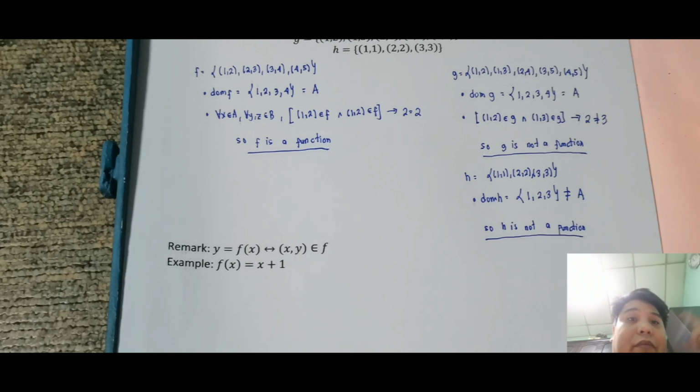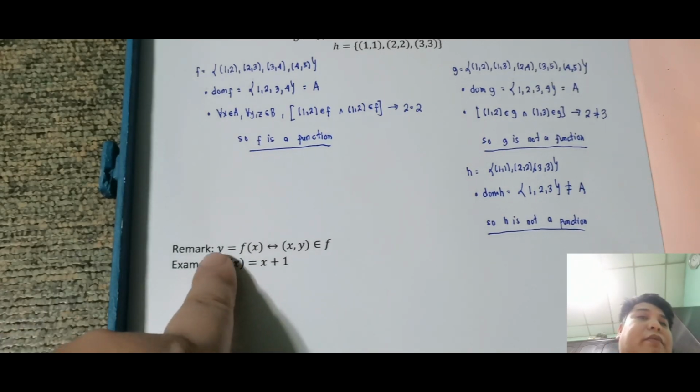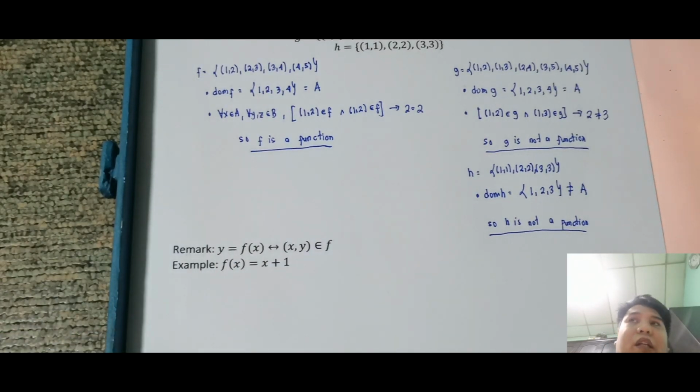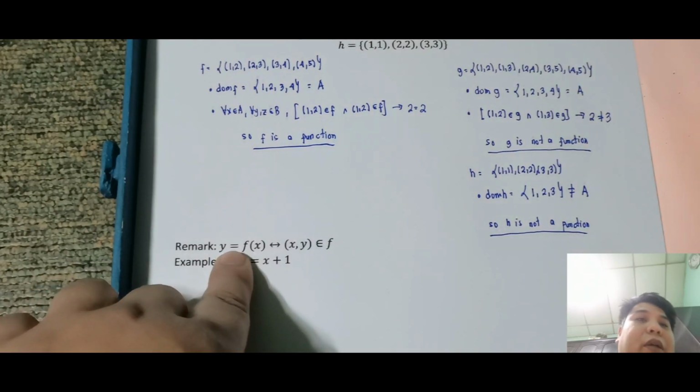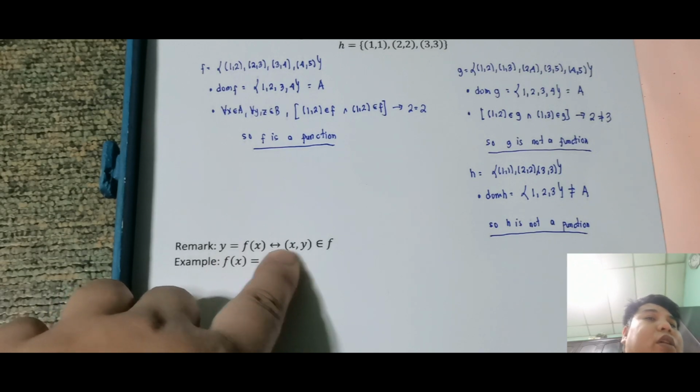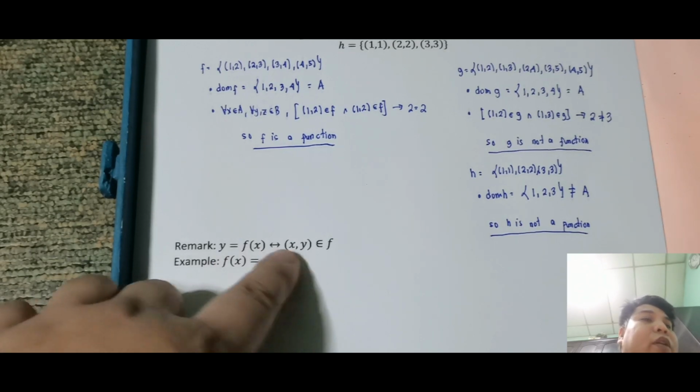Okay, tandaan yan. Then let's have a remark dito. Sabi niya, if y is equal to f of x, tama naman yun, pwede natin i-represent as y yun. Then x comma y is an element of f. Tandaan nyo na, if y is equal to f of x, that is if and only if x comma y is an element of f. So, let's have an example.